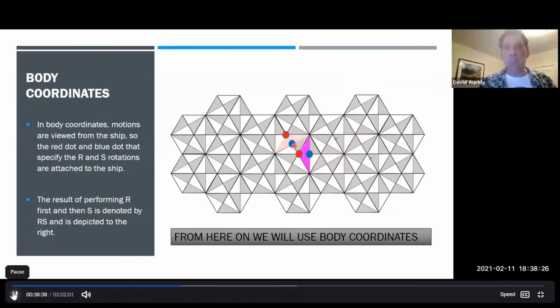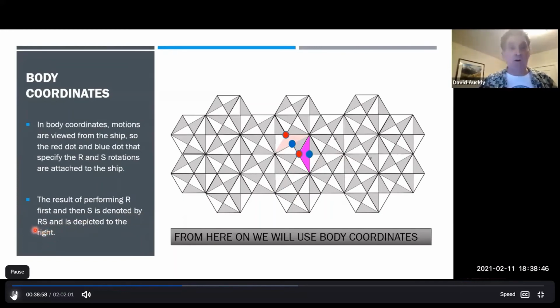And so when the ship moves, the possible motions move. And so the red rotation is always at the front of the ship, and the blue rotation, the sky colored rotation, is always at the back. And in this case, we reverse the order. It goes left to right the way you read.